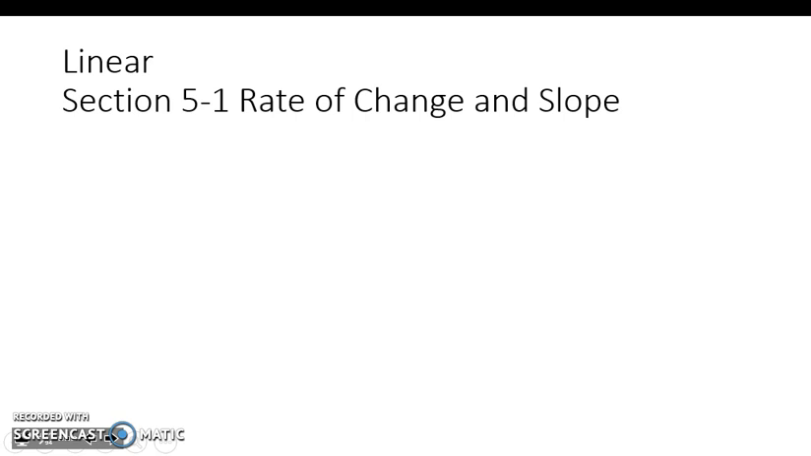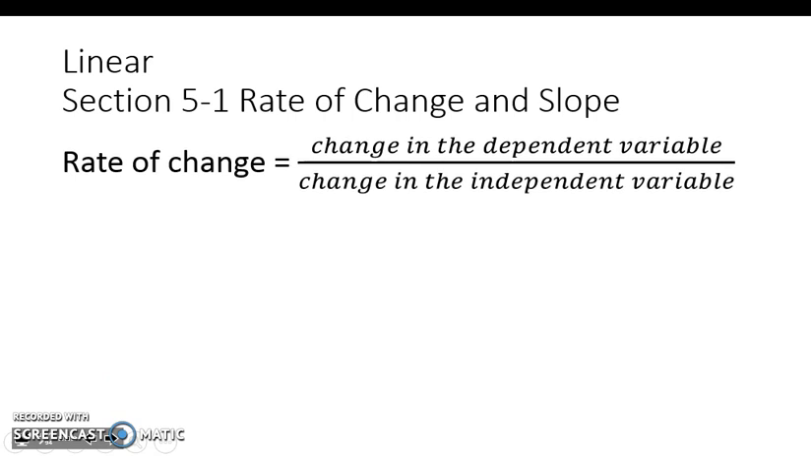So rate of change and slope can be used interchangeably. Rate of change is usually when we're talking about a table, and slope is usually when we are talking about a graph or 2 points. But the rate of change or slope is the change in the dependent variable over the change in the independent variable. And this should all be a review from last year. You guys did a linear unit on all things slope last year. So hopefully this is a review for you.